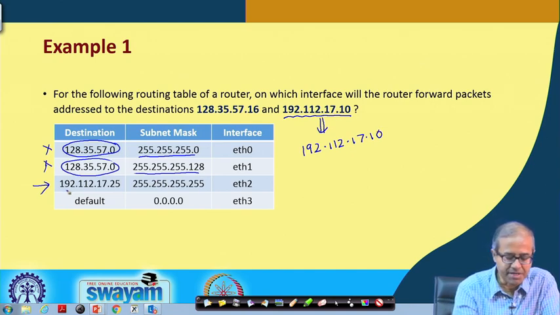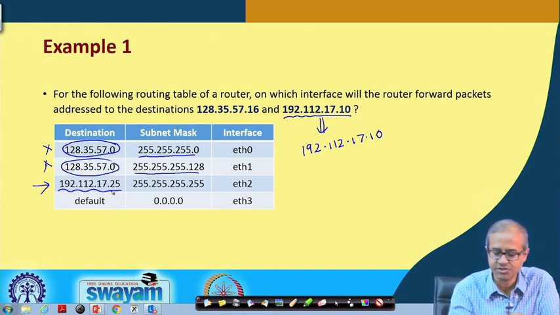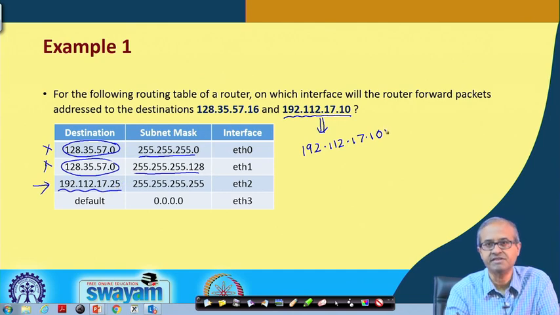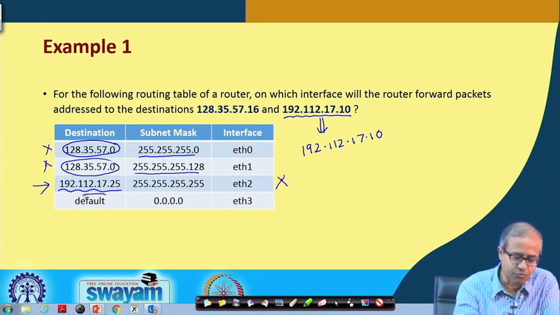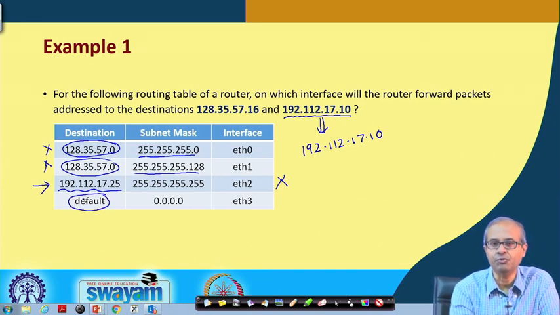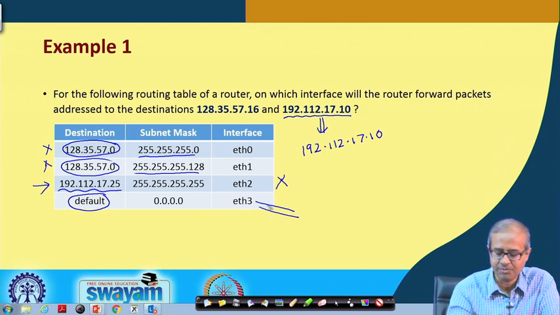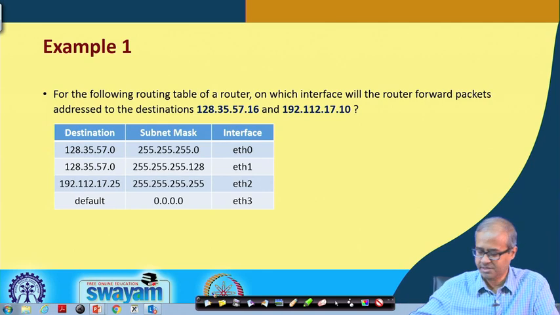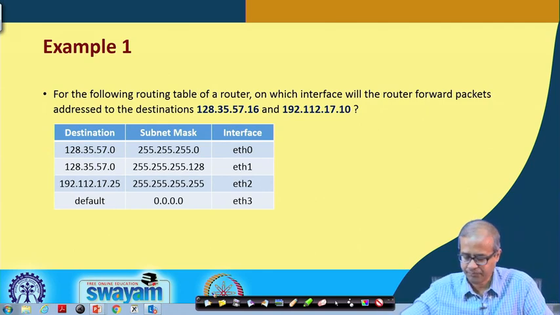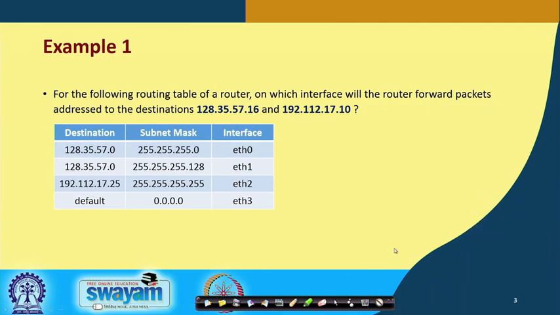So, now if you compare it with this destination address, it is not matching, here this 25, here this 10. So, here also there is no match. So, in that case you will have to take the default route, and this packet will be forwarded to ETH3. This is how this packet forwarding will take place, right. Okay. So, let us move on to the next example.